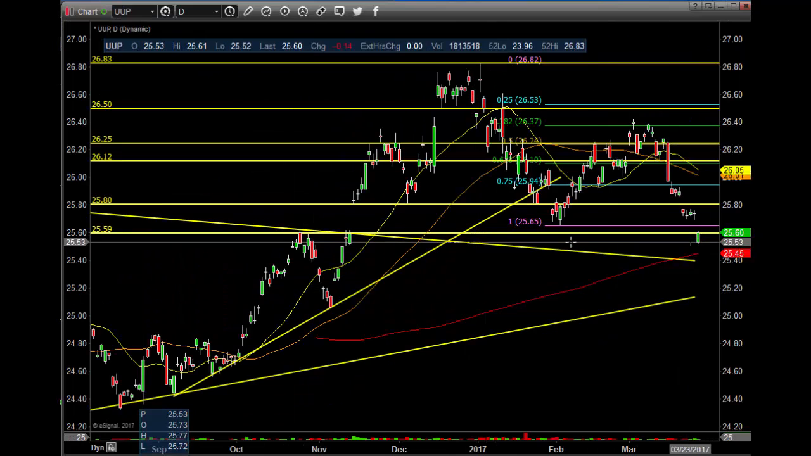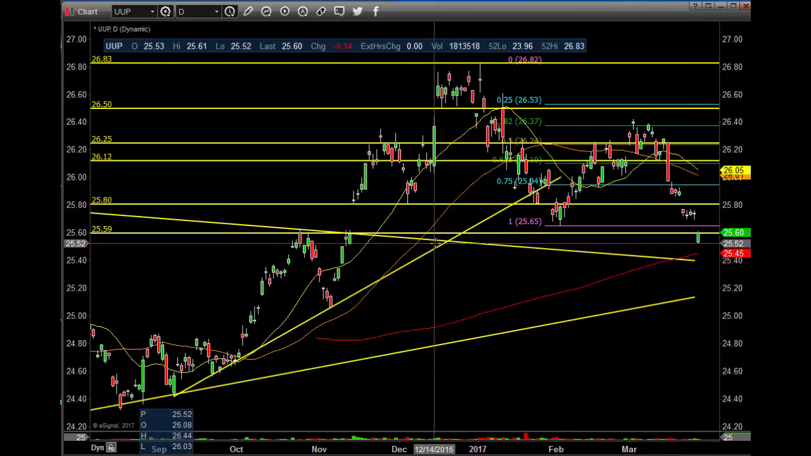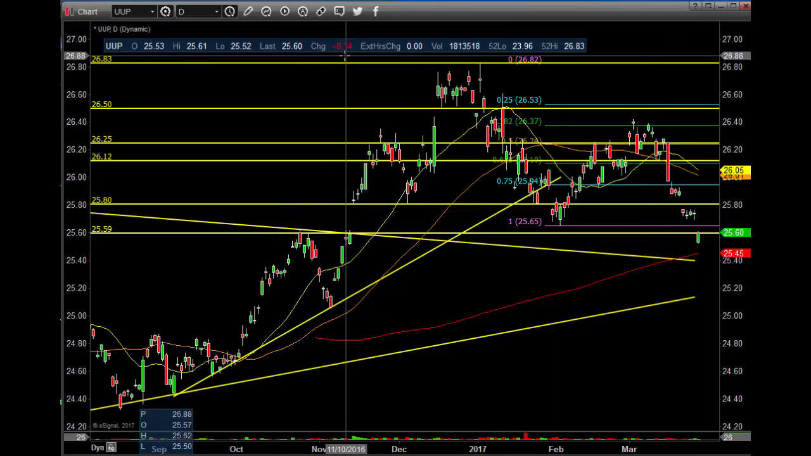In the UUP, again, we finally filled the gap down here. Now we made a run. You know, we popped up. We touched the pivot down in this area, or the gap window. And you know what? Not bad action. It was down 14 cents.